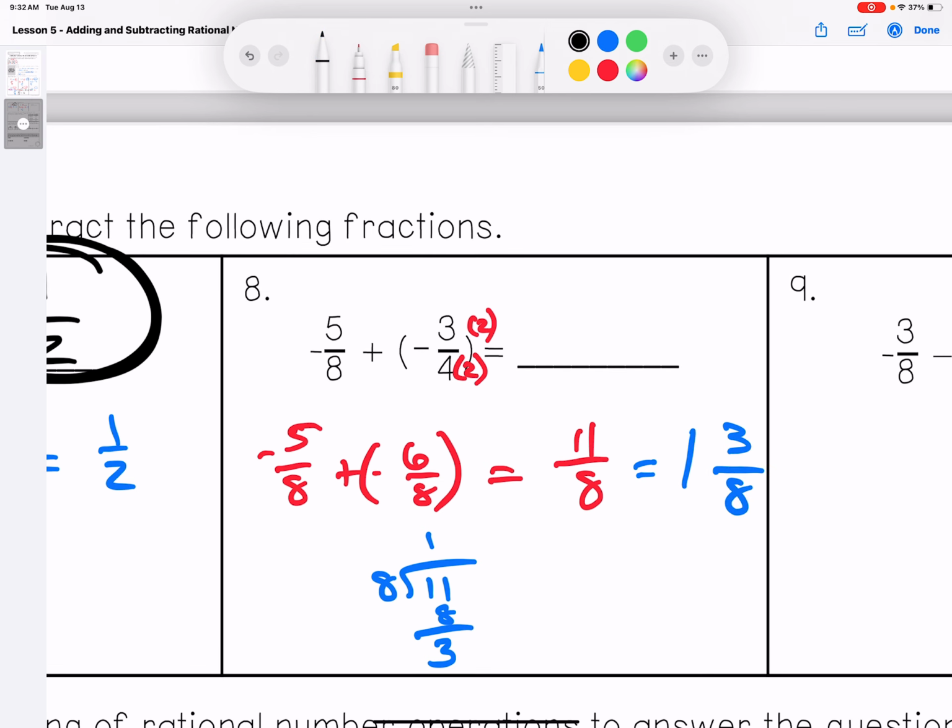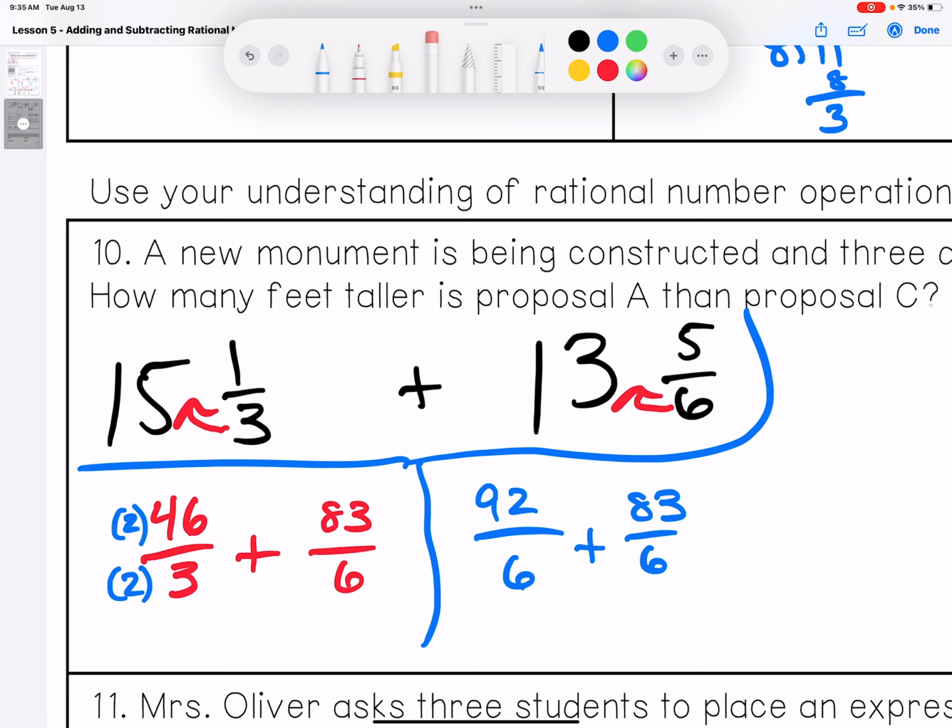So now we have to make them the same, so we're going to multiply by 2. Now the problem becomes, I'm going to rewrite it right here. I get 46 times 2, which is 92/6, and 83/6. Or we're subtracting, we're not even adding, my bad. I don't know why I'm over here trying to do addition. Apologies. All right, so we're subtracting here.